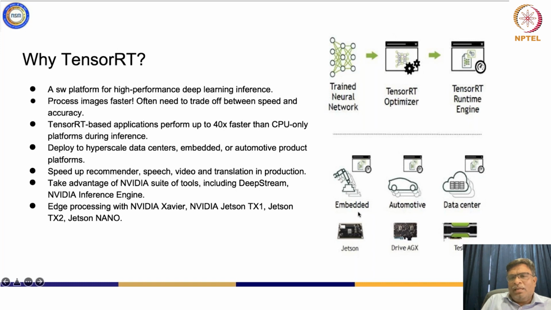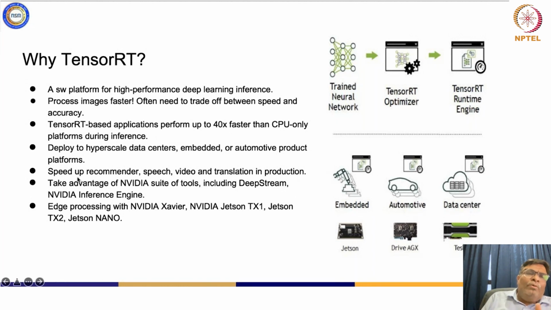So you have Jetson, which we are working with. You have Drive AGX, which you can work with for automotive. And then you have Tesla, basically on the data center. So with TensorRT, you can optimize your model and deploy it anywhere. That's what it means, right? So it will be optimized according to where it is running, right?